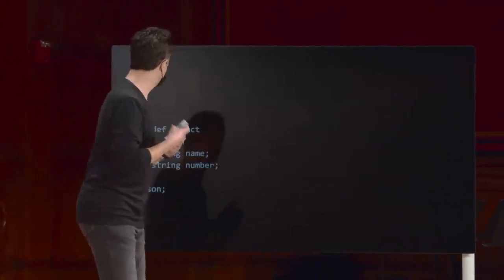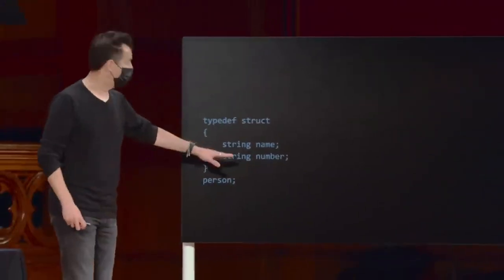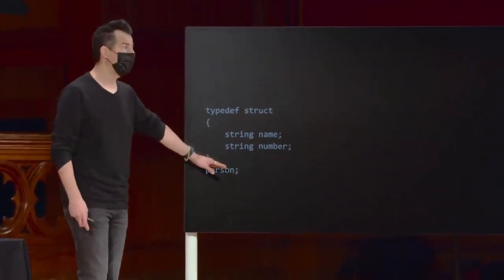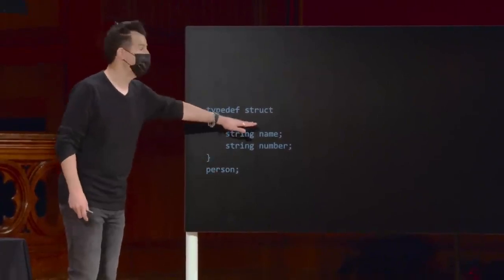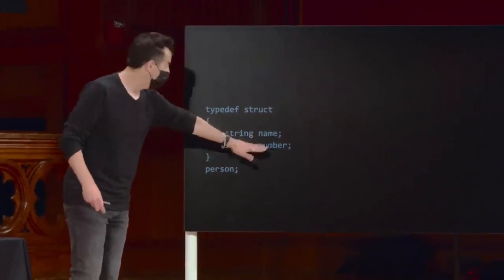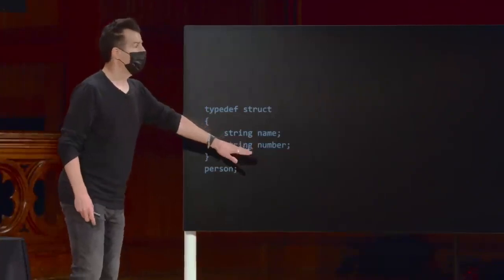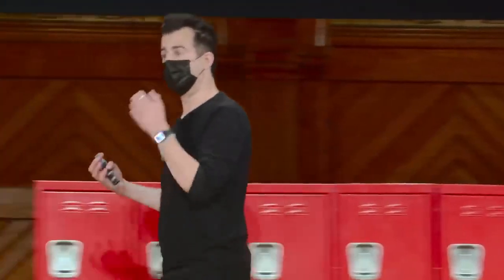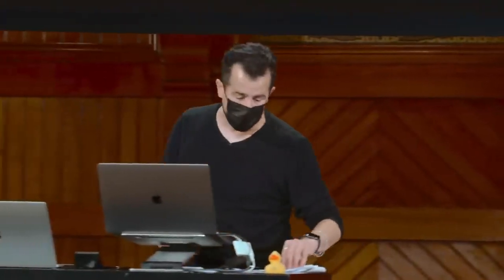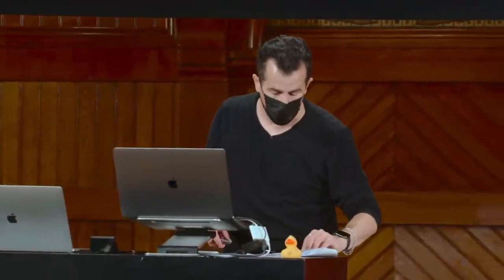And what this code is implying is that henceforth, the compiler Clang will know that a person is composed of a name, that's a string, and a number, that's a string. And you don't have to worry about having multiple arrays now. You can just have an array of people moving forward.